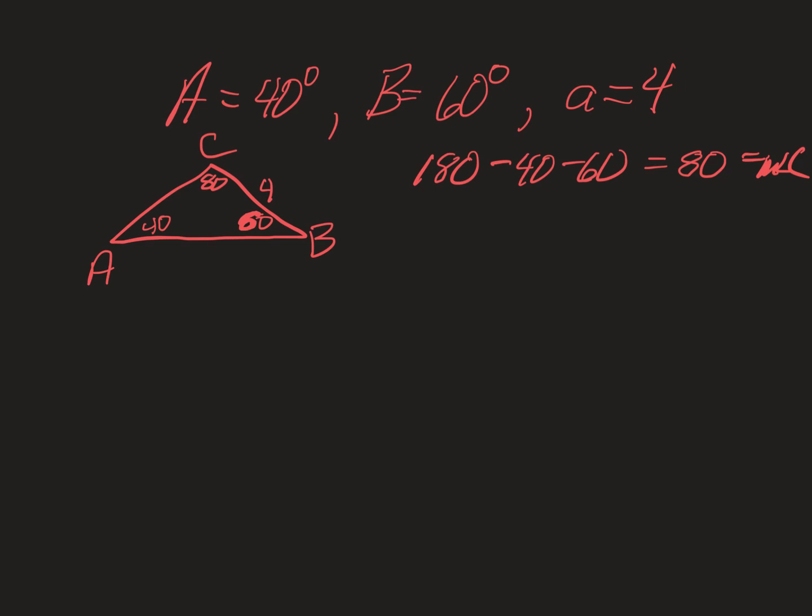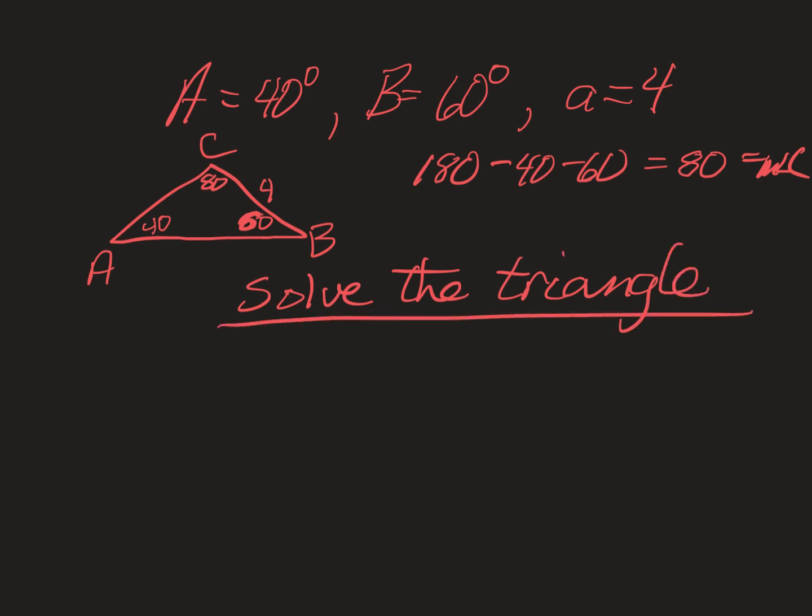Now, the directions are always solve the triangle. Okay? And that means in this triangle, I found the measure of angle C, okay? So I need to find side C and side B. Those are the things I need to find. So I'm going to use the law of sines.